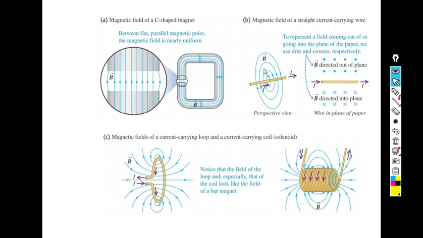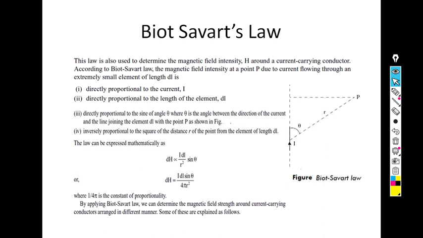Now if this magnetic field is produced, then we can find the field strength of this magnetic field, or the flux density around this conductor. How? Using Biot-Savart's law. Biot-Savart's law states that if a conductor is carrying a constant current, then a magnetic field is produced, and suppose we want to find the magnetic field strength at this point P.